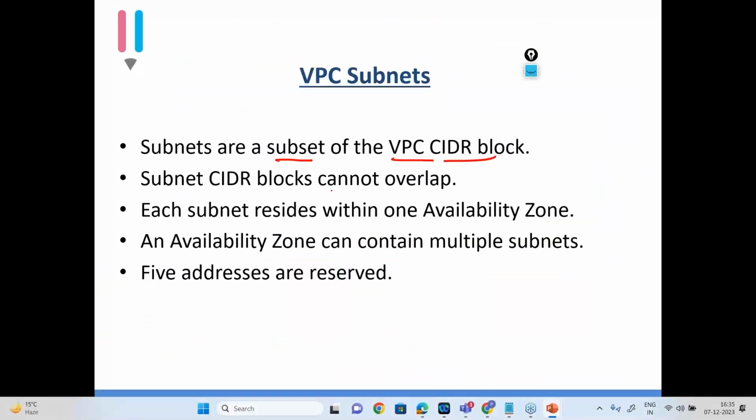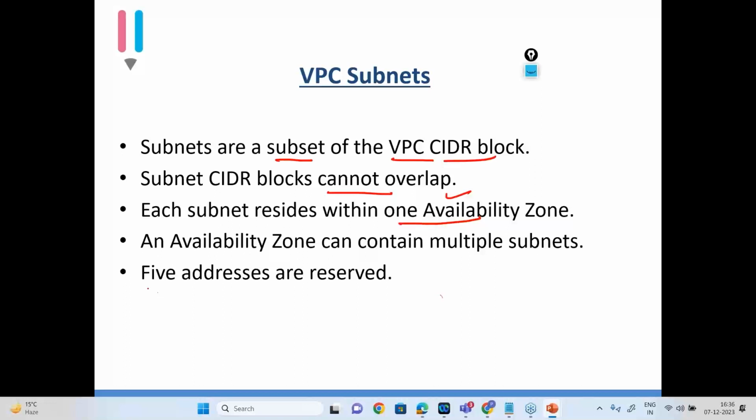Now, subnet CIDR blocks cannot overlap. Obviously, they will not overlap. Have you ever created a home where one room is like this and the second room is like this? No, we don't have a room like that. One room finishes, and the second room starts after that. Similarly, you cannot overlap two subnets. Also, each subnet resides in one availability zone. If you remember, when I was creating a subnet, I was selecting availability zones. So these are a few points, and you can take an example of it.